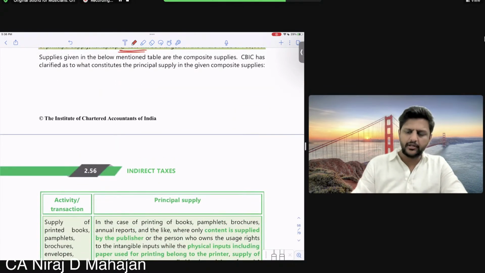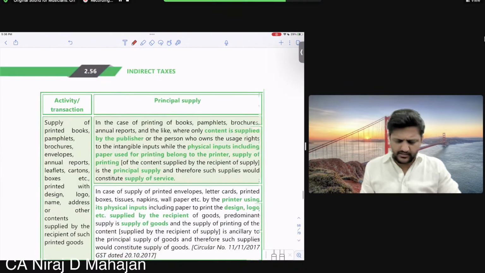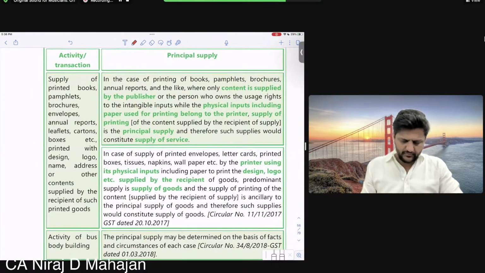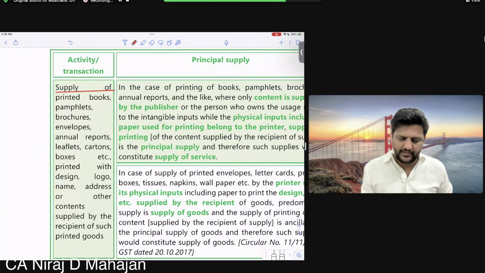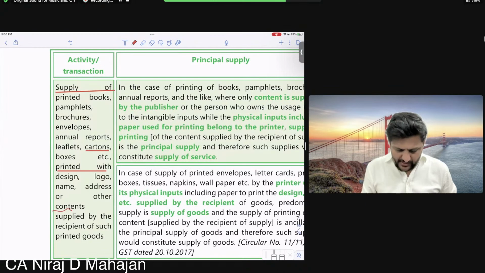Supplies given in the below mentioned table are composite supplies. Again, CBSE has given the clarification here. I think we had discussed this. Check here. Supply of printed books, pamphlets, brochures, envelopes, annual reports, leaflets, cartons, also boxes. You get customized boxes also these days. Printed with design, logo, name, address or other contents supplied by the recipient of such printed goods.